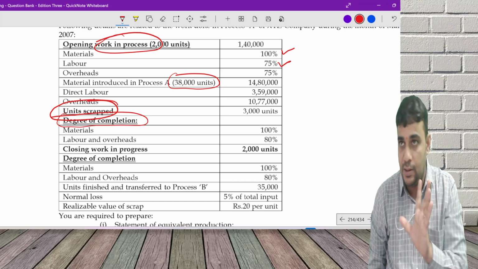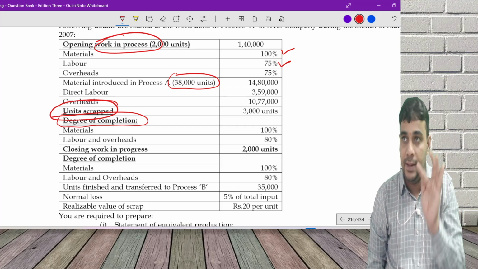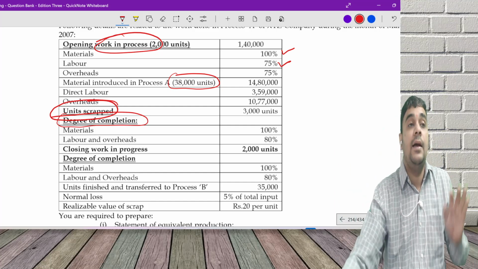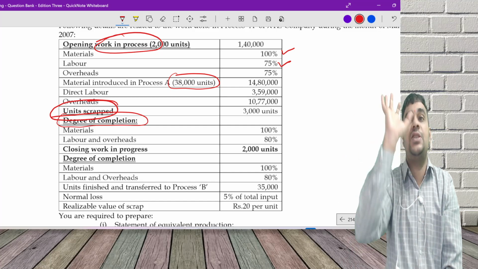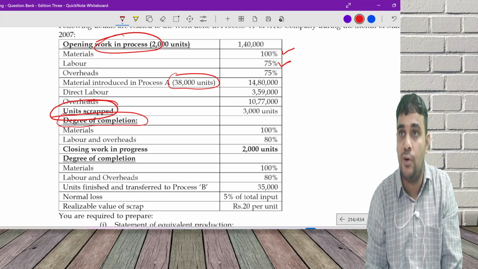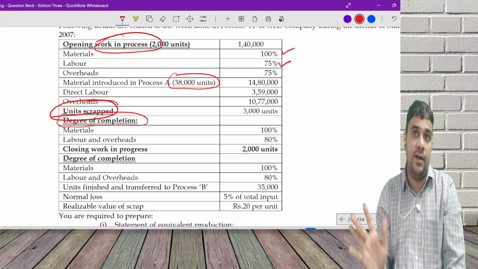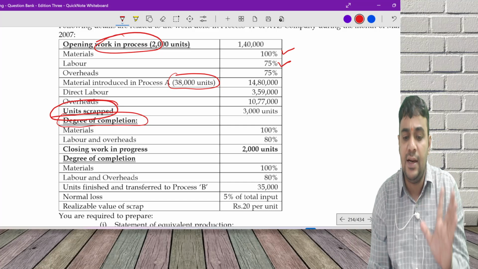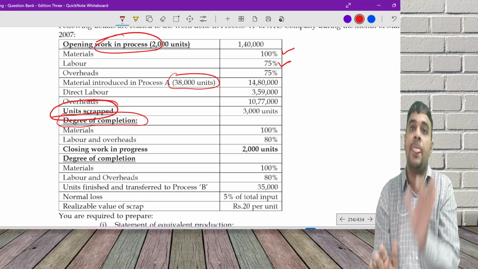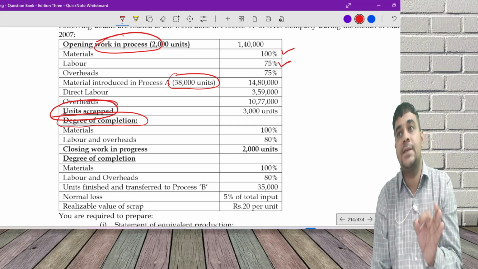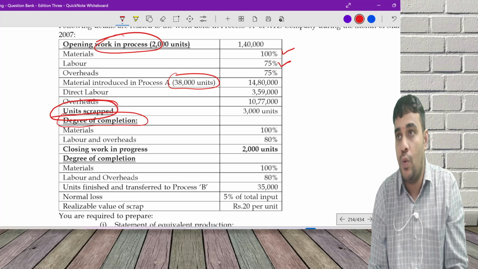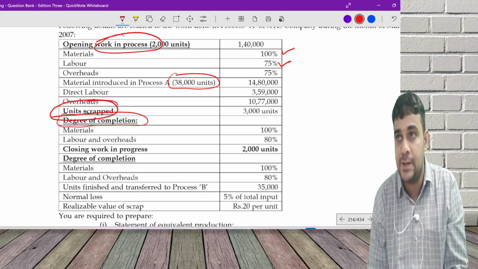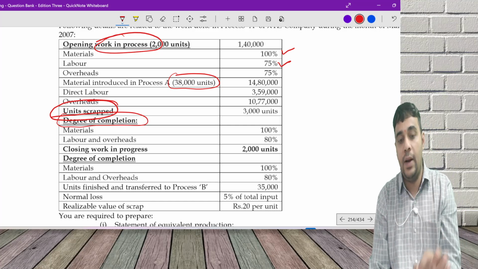Units scrapped 3000 units. Degree of completion material 100%, labor and overhead 80%. Some questions will say the defect is identified in the finished state. Finished state means both are 100, 100. If nothing is given, then it's 100, 100. Defect will be identified only once the manufacturing is completed. So here I've identified the defect after spending 100% material cost, 80% labor cost, 80% overhead cost. Closing work in progress 2000, where material we have spent 100%, labor 80, overhead 80.